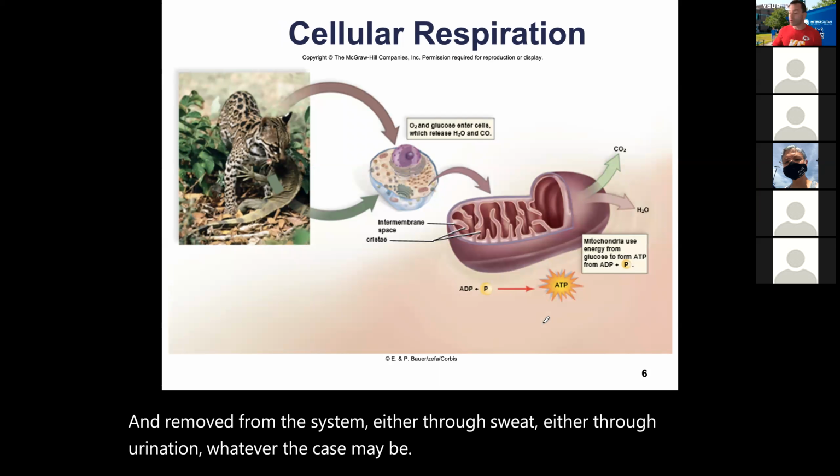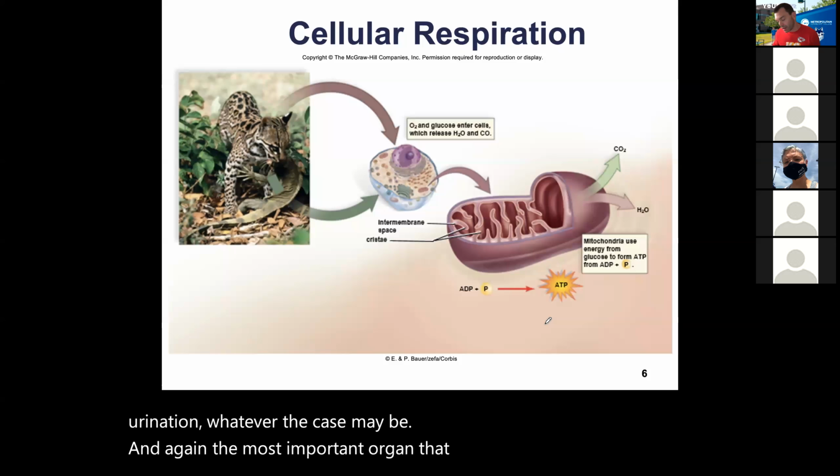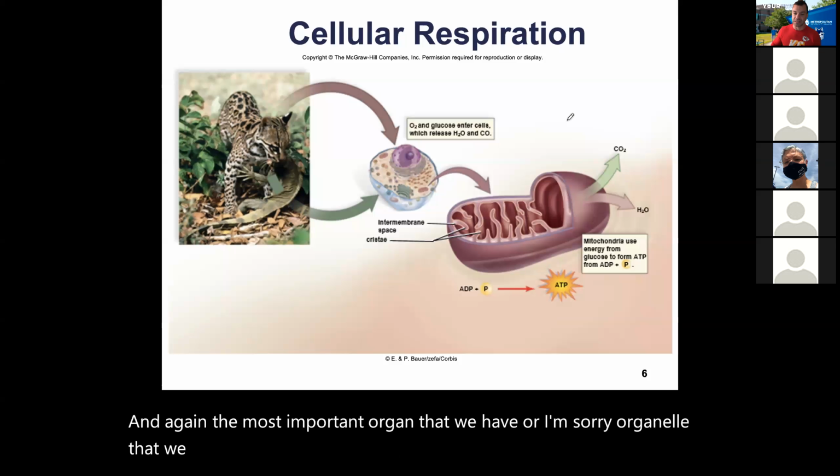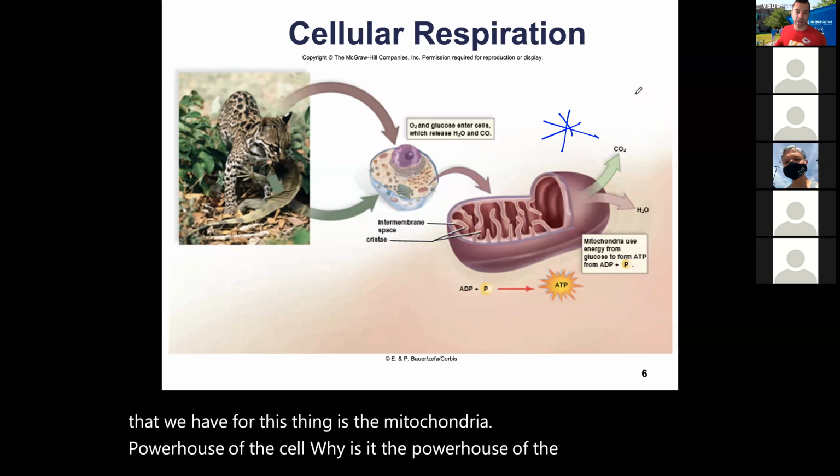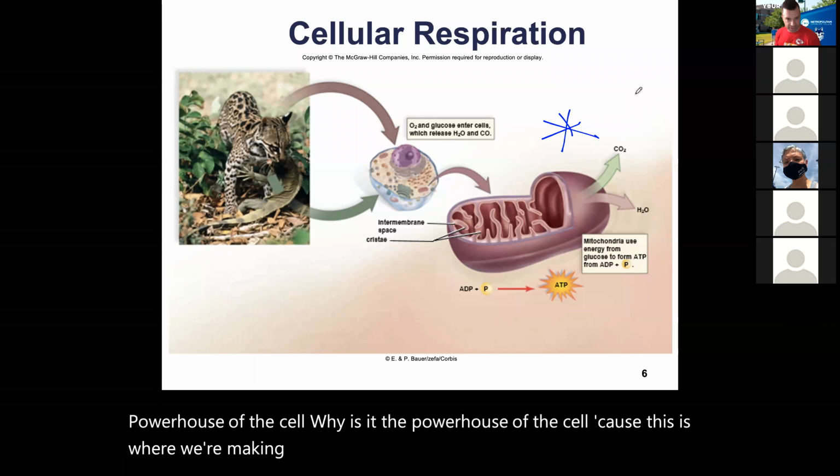And again, the most important organelle that we have for this is the mitochondria, the powerhouse of the cell. Why is it the powerhouse of the cell? Because this is where we're making 34 out of the 36 ATP.